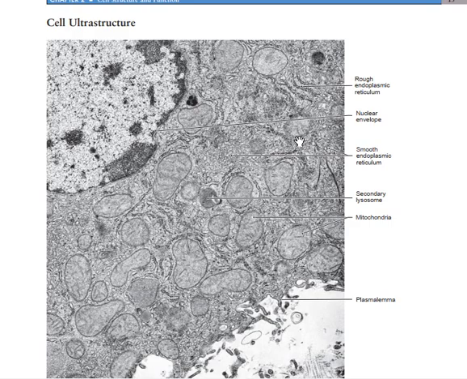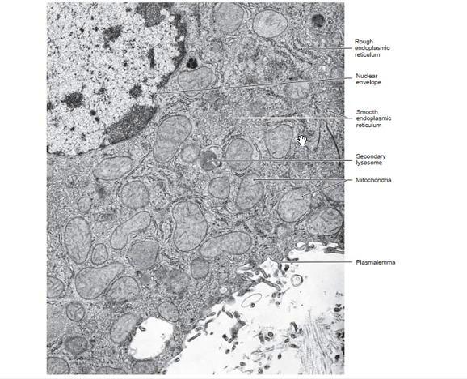Now, this is the electron microscope view of the ultrastructure of a cell. As you can see here, this is our nucleus. Inside the nucleus, you have the nuclear envelope, as you can see here. After the nuclear envelope, you also have the heterochromatin. This is the nucleolus. This is the euchromatin.